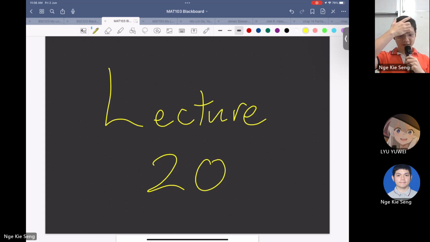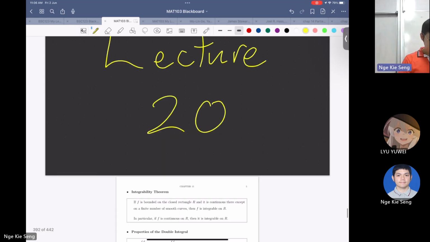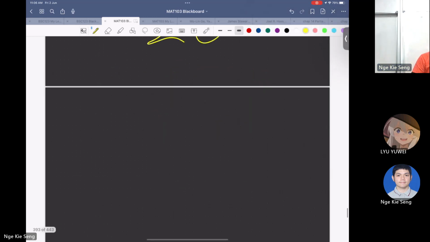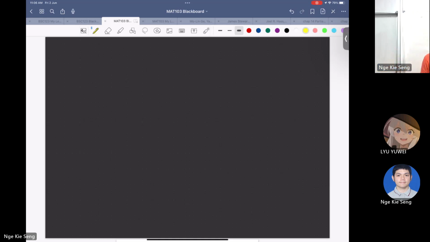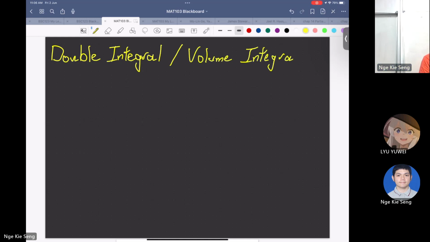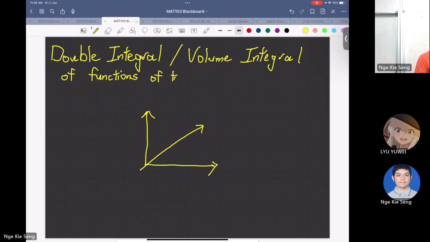Okay, so let's start. Where did we leave off last time? We looked at the double integral, or the volume integral. So what are we really doing in the double integral or volume integral? We look at functions of two variables. So this is limited to functions of two variables, okay?